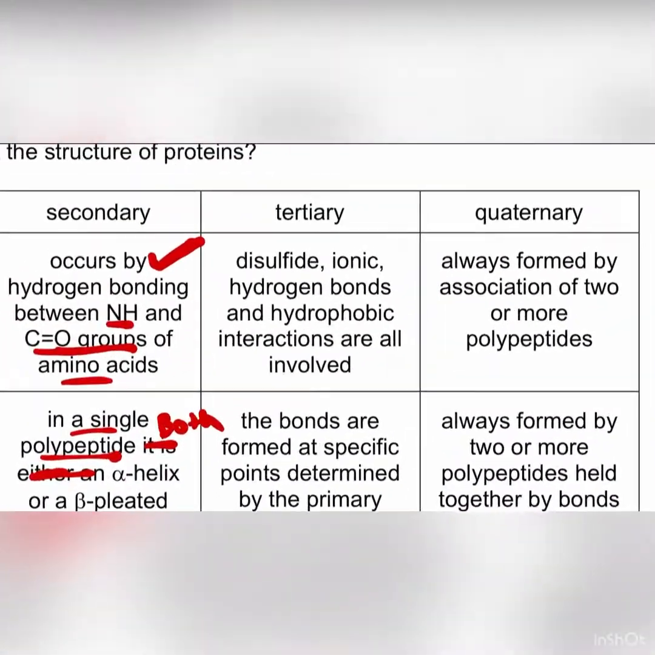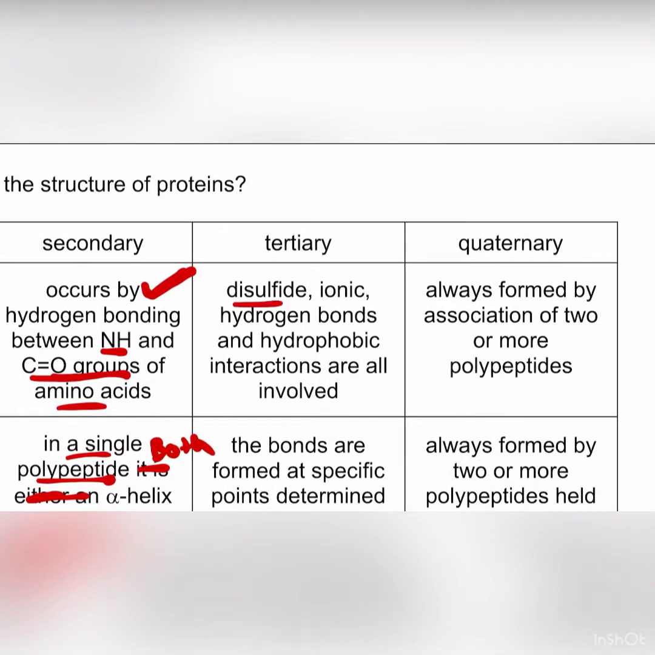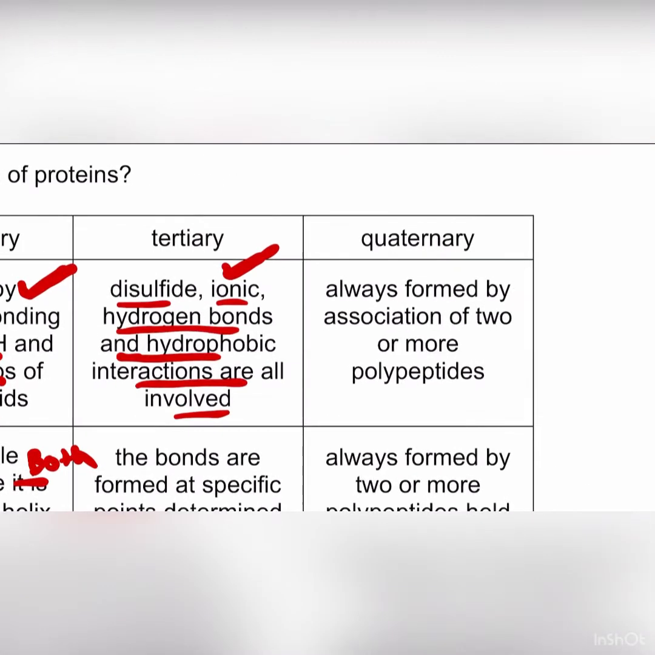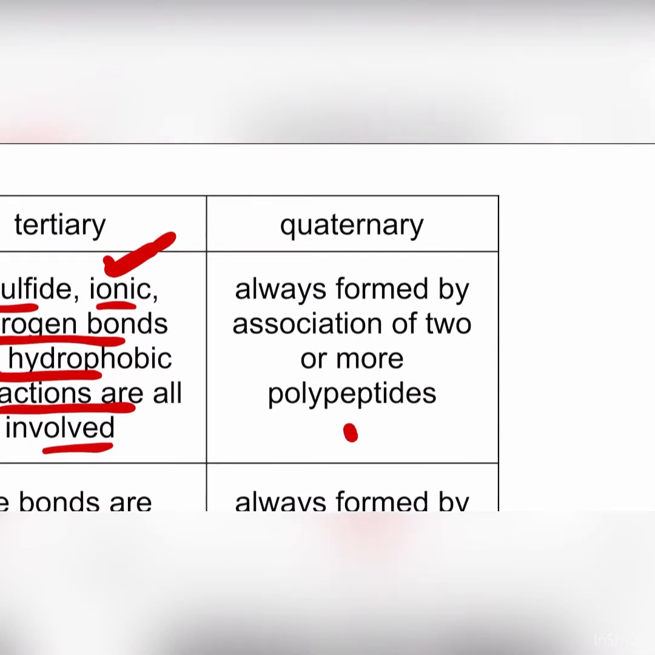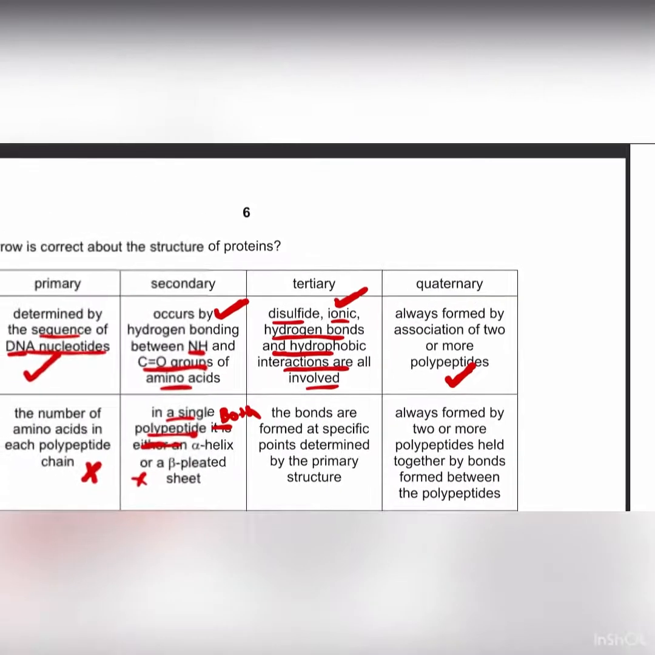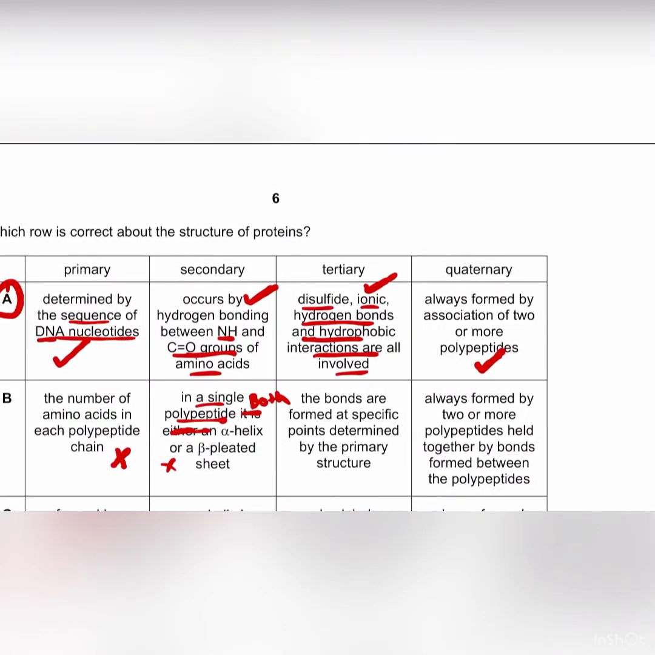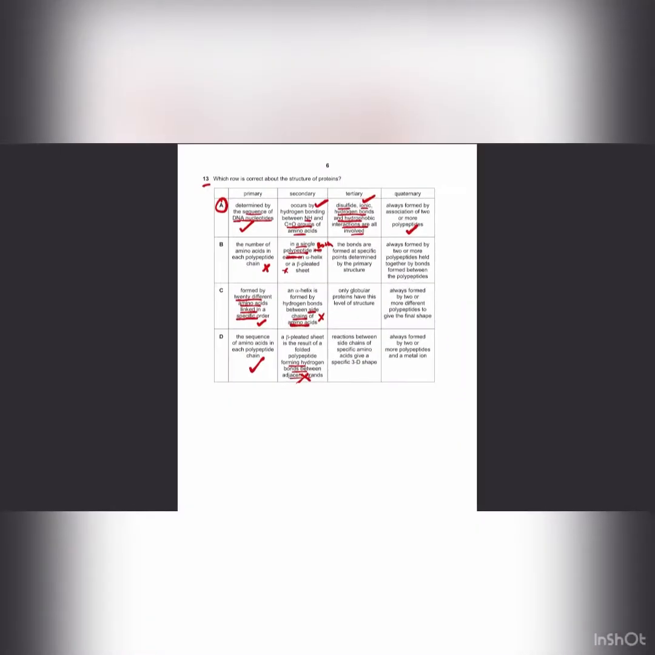Let's look at the tertiary structure statement. Disulfide, ionic, hydrogen bonds and hydrophobic interactions are all involved. This is true for tertiary structure. Quaternary structure is always formed by the association of 2 or more polypeptides. This is true as well. Quaternary structure is formed when there is association of 2 or more polypeptide chains. So the answer is A.